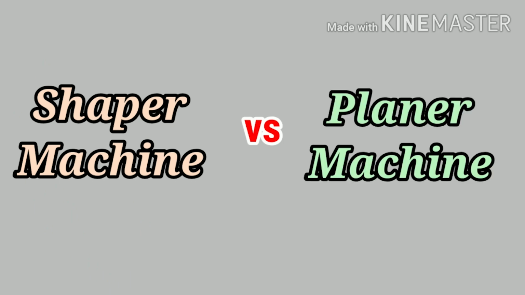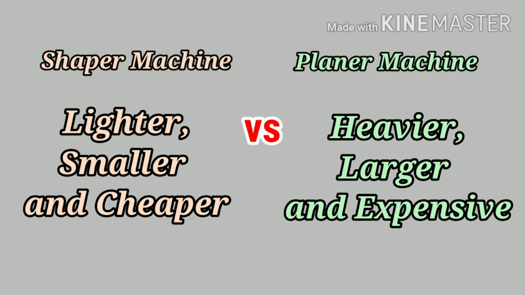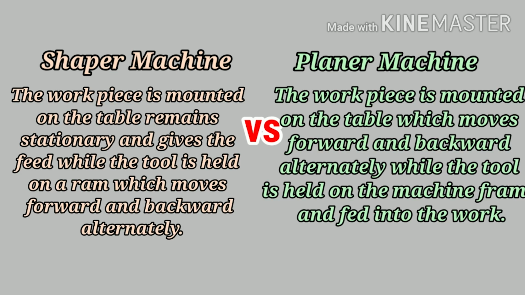Differences between shaper machine and planer machine. Shaper machine is lighter, smaller, and cheaper, while planer machine is heavier, larger, and expensive. In shaper machine, the workpiece is mounted on the table, remains stationary, and gives the feed while the tool is held in a ram which moves forward and backward alternately. While in planer machine, the workpiece is mounted on the table which moves forward and backward alternately, while the tool is held on the machine frame and fed into the work.